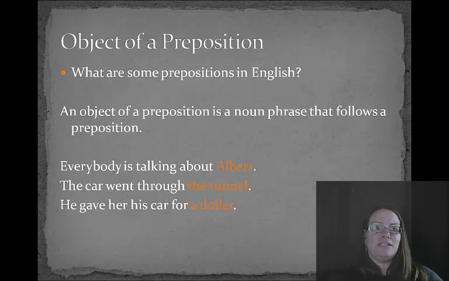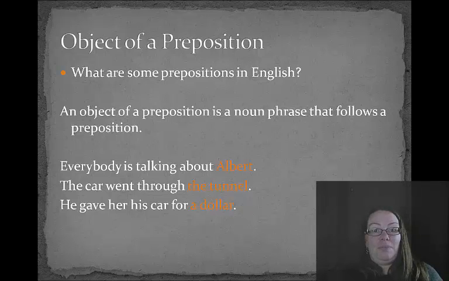Let's talk about an object of a preposition. First of all, we have to decide what some of the prepositions in English are. Well, when I was a little girl, I learned something like, whatever the bunny can do with a log, that's the preposition. So the bunny can be on the log, under the log, next to the log, in the log, around the log. That was how I learned about prepositions.